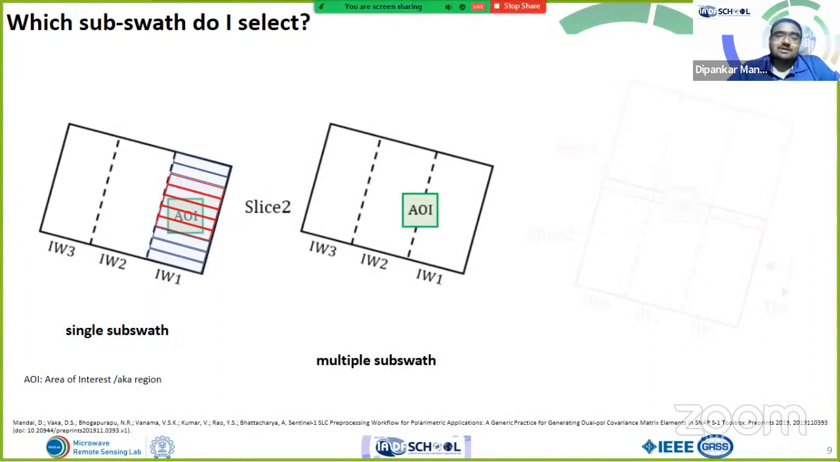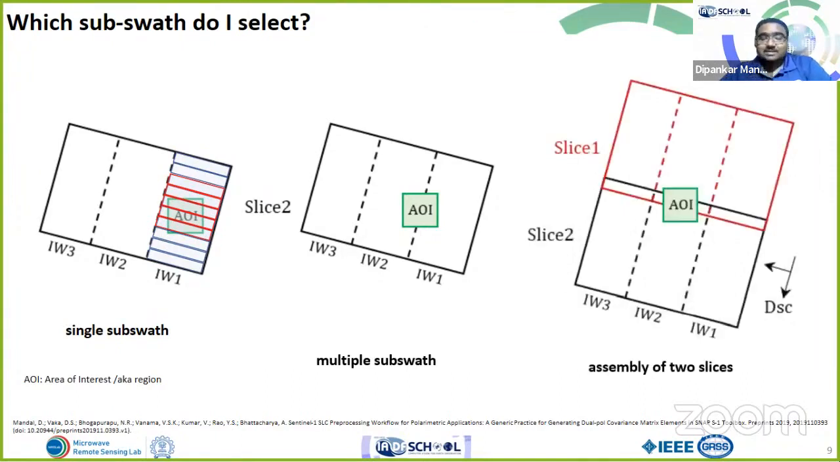Now, if we see slice 2 in the case of multi-subswath operation, let's say your region of interest falls between this IW1 and IW2. In that case, you have to process both the IW1 and IW2 subswaths in the pre-processing. And this is another complicated case, when you have to combine two slices.